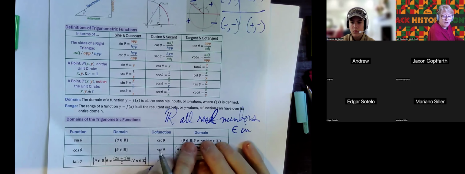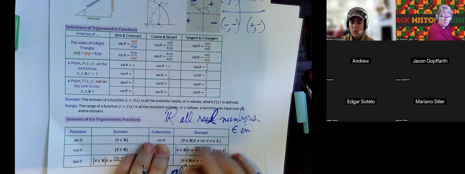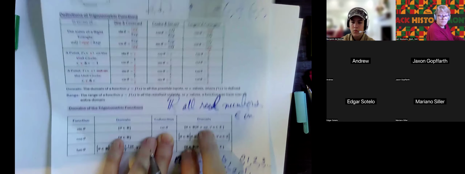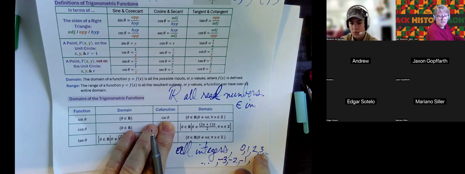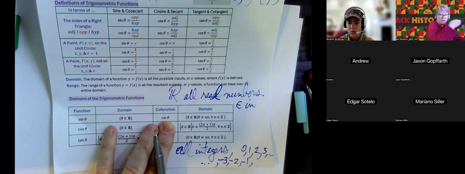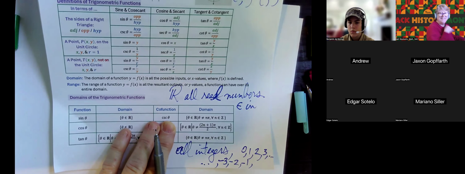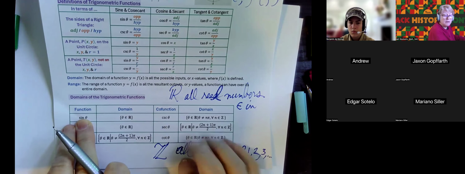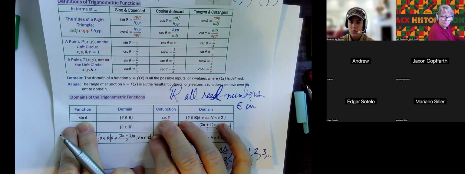And that's why cosecant cannot be defined for any integer times pi. So 1 times pi, 0 times pi, 3 times pi, -2 times pi. All of those will give us a number on the x-axis, and those numbers will have 0 for sine, and therefore cosecant will be undefined.